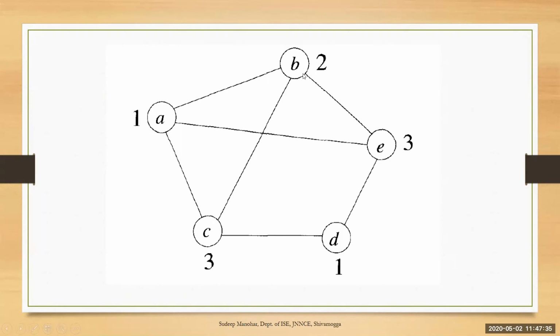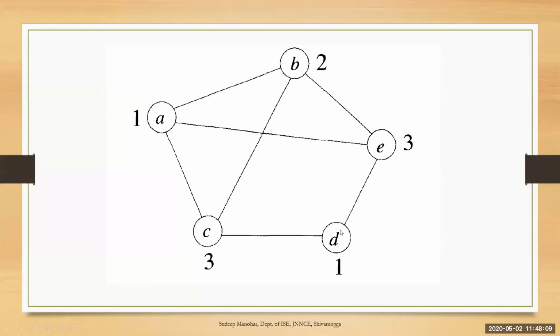So the next vertex B, can it be colored with 1? No, it cannot be colored with 1 because A and B are adjacent. So you have to give the next color, color number 2. Then move to the next vertex, C, in order. Can C be given the color 1? No, it cannot be given color 1 because A is adjacent. Can it be given the color 2? No, B is adjacent with color 2. Can it be given color number 3? Yes, it can be given. Okay, move to the next vertex.